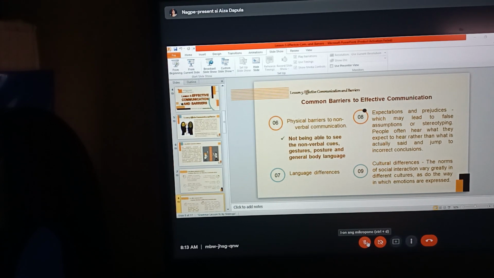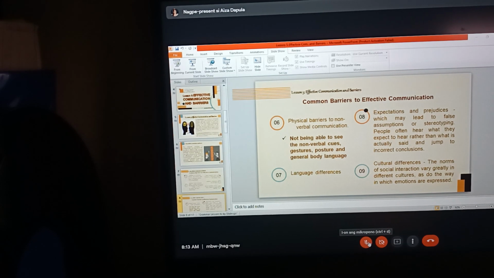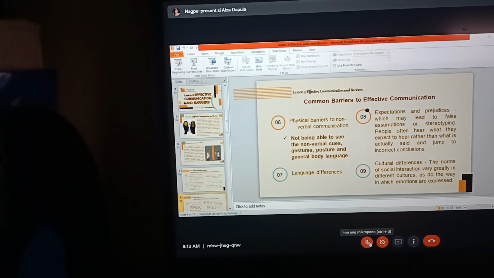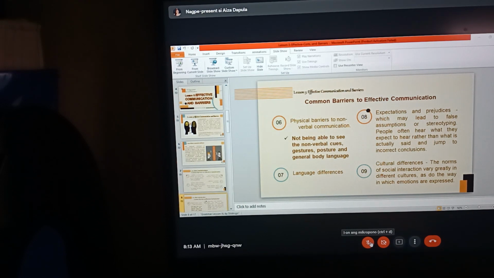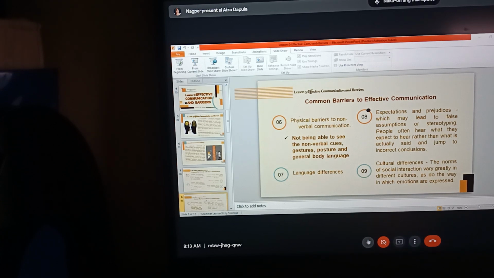Okay. Yes. Cultural differences, the last one of the common barriers. Yes, it's same with language differences. Cultural differences also, we have different traditions, religions, norms, and how we interact with other kinds of traditions or norms. So kapag that sender doesn't know about the culture of the receiver, the message would be misinterpreted by the receiver. That's why no effective communication happens because of those barriers. Okay? You understand, class? Yes po.